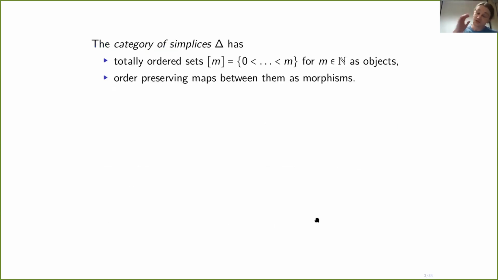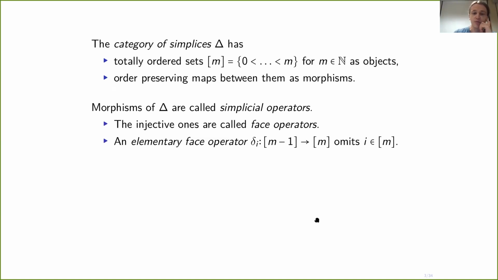Okay, so starting with the basic definitions. We have the category of simplices delta, which has objects that are totally ordered non-empty sets, usually denoted by brackets [m], containing numbers from 0 to m with natural order, and all order preserving maps between them. And we think of those as abstract simplices where these elements number vertices of some abstract simplex in dimension m. Morphisms of delta are called simplicial operators.